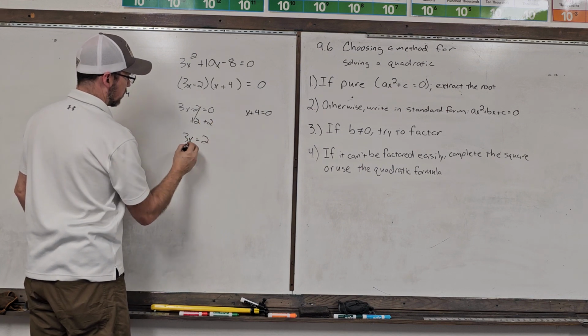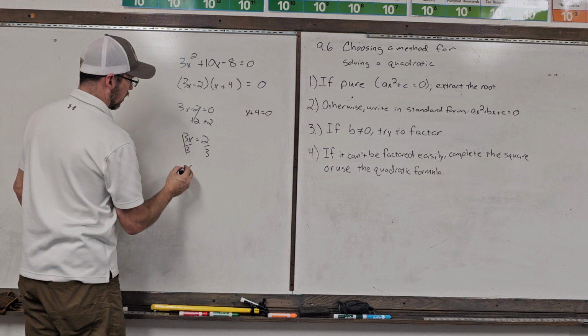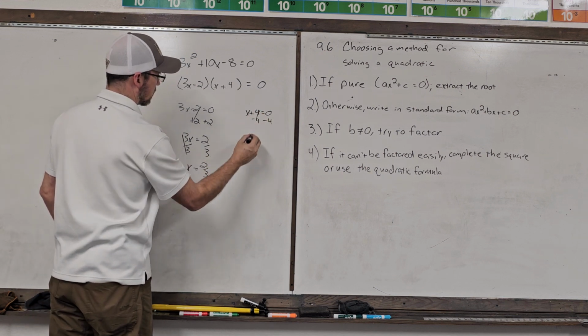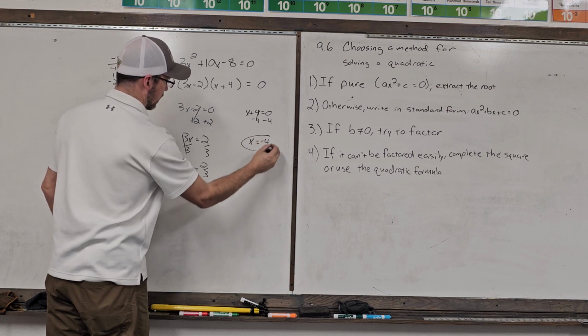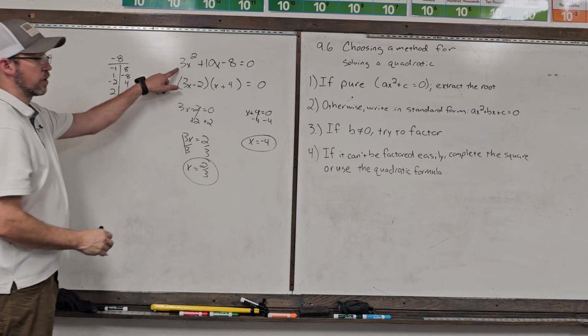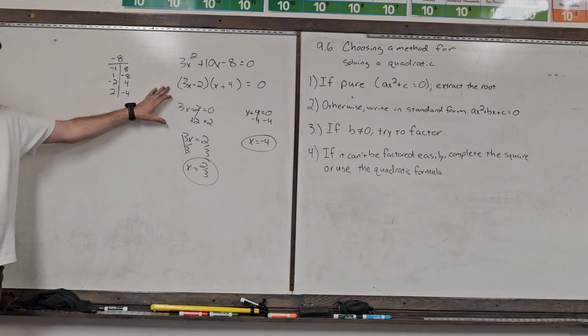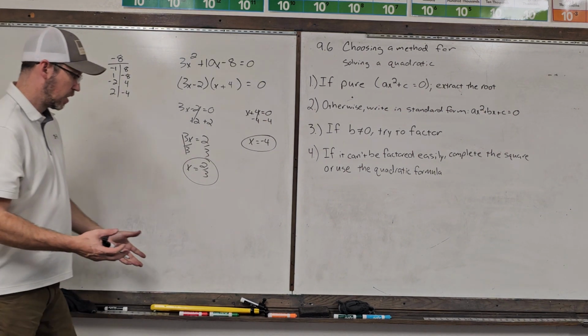3x equals positive 2, divided by 3. X equals 2 thirds. Over here, I'm going to subtract 4 from both sides. X equals negative 4. So I got negative 4 and positive 2 thirds. I knew I was going to get 2 answers because it's quadratic. So in that case, that one wasn't too bad. It could have taken me longer.